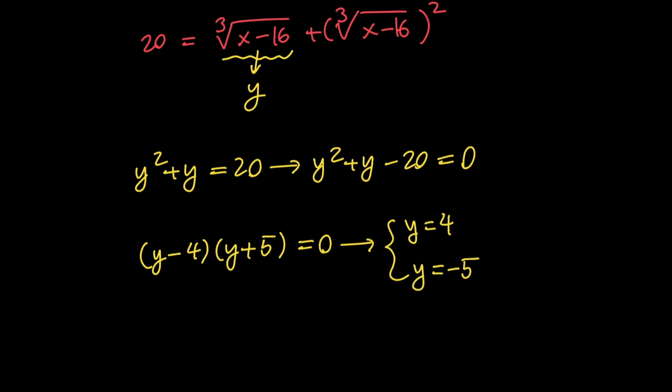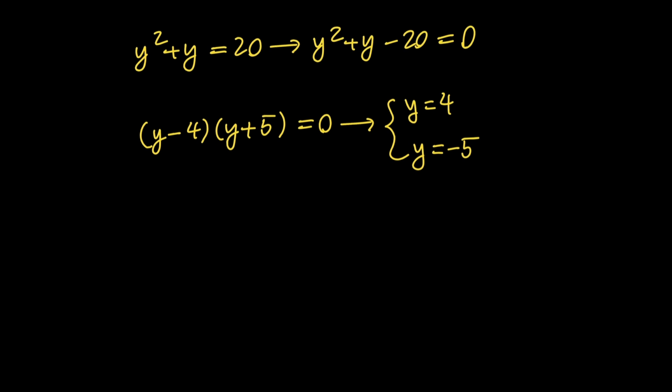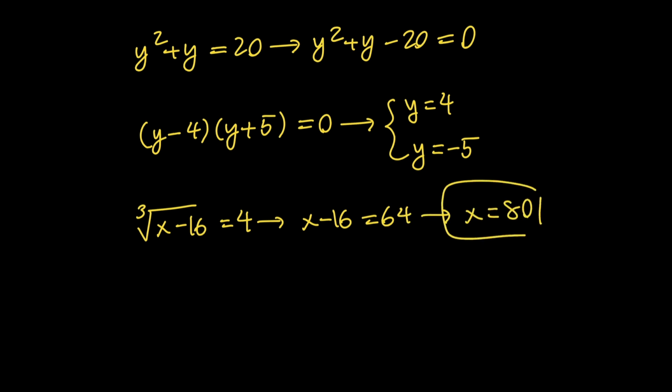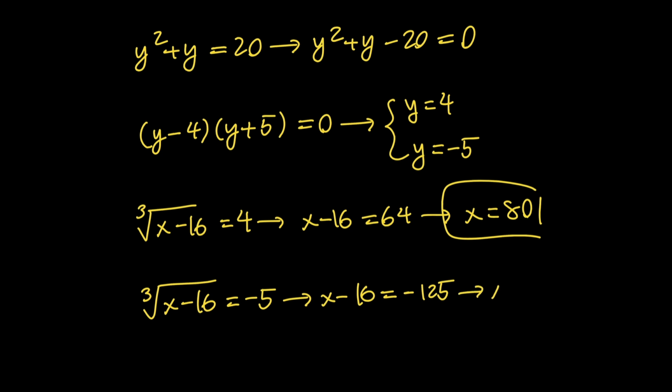If y equals 4, that means that the cube root of x minus 16 is 4, which means that x minus 16 is going to be 4 cubed, which is 64, which means that x equals 80. And if we have y equals -5, we will have the cube root of x minus 16 equals -5, which means that x minus 16 equals -5 cubed, or -125. And from that, we can say that x equals -109.